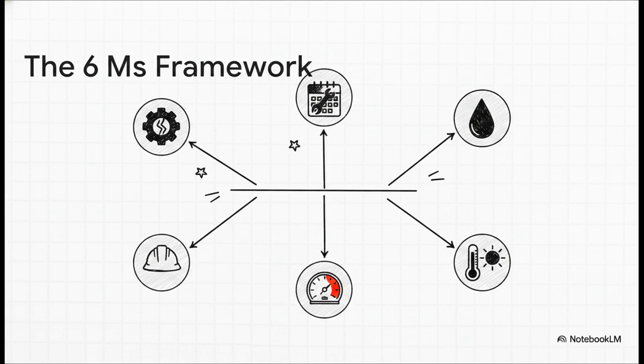What about measurement? Did a faulty gauge give a false normal reading? Or even Mother Nature? Did extreme ambient heat play a role? By forcing your team to brainstorm across all 6 of these M's, you map out every potential cause before anyone even picks up a wrench.